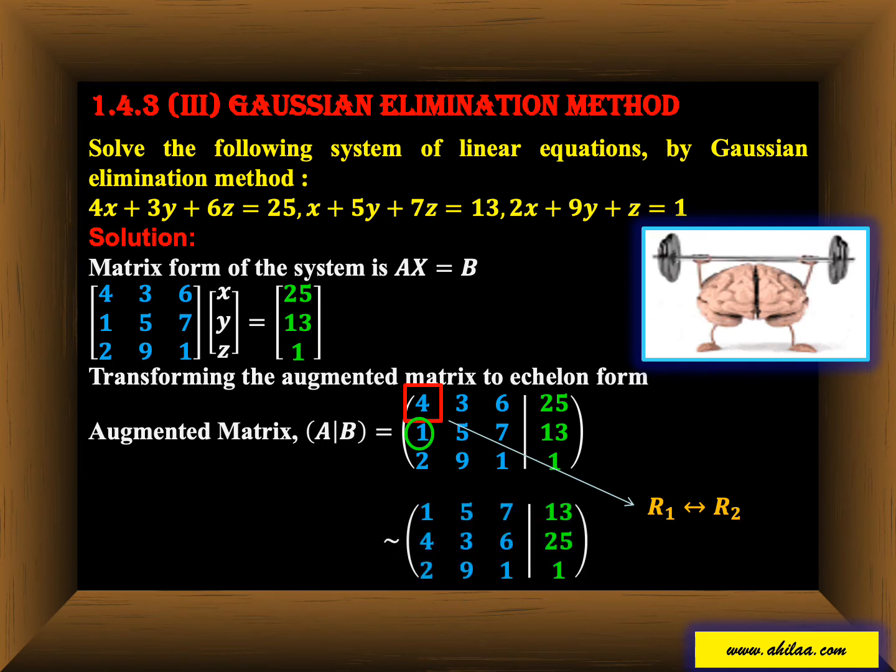So my equivalent matrix is, see, we write the second row in the first row: 1, 5, 7, 13. And in the second row we replace by the first row of the previous matrix, that is 4, 3, 6, 25. Third row as it is. Understood?